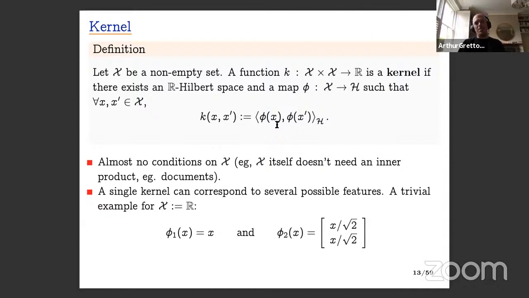So, what is X? X can be anything. X can be a picture. X can be a book. X can be a sound. X can be whatever you like, as long as I can define a feature of that X, and I can take the dot product between those features, then I have a kernel.